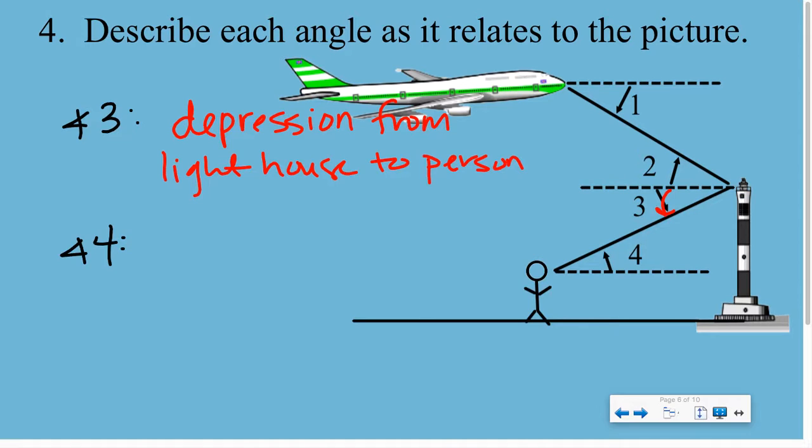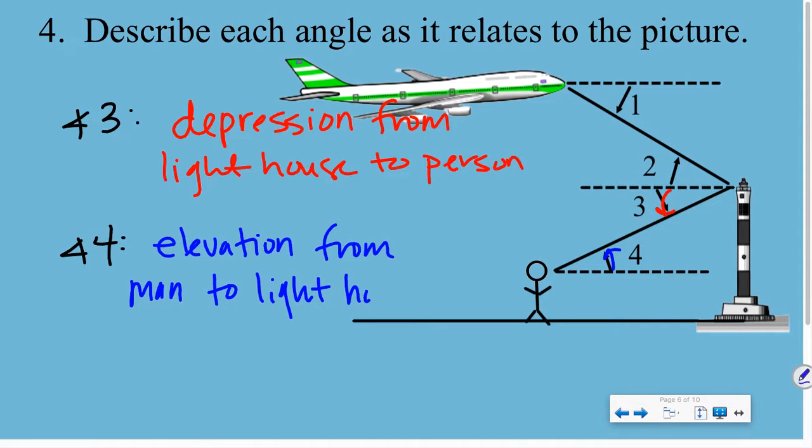Jackson, how about angle 4? Elevation. From what to what? From the man to the lighthouse. Why did you say elevation? Because it is above the horizontal line. Good, because it's above the horizontal line. Dan, you have like 5 or 6 of those today.